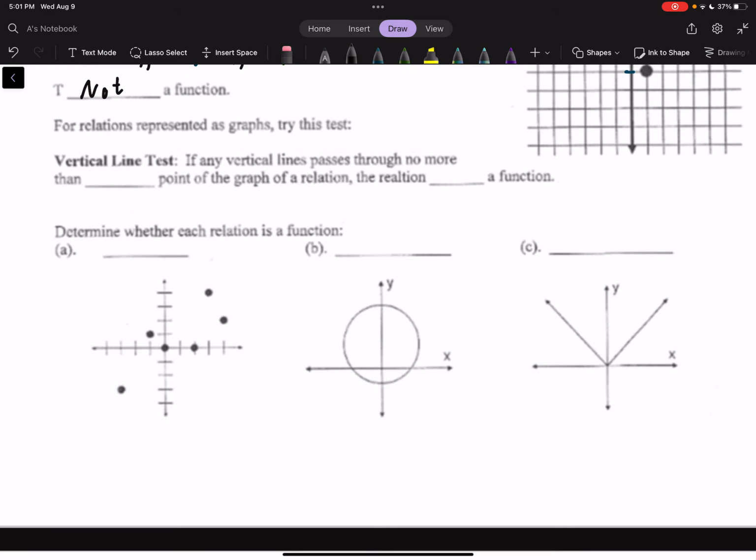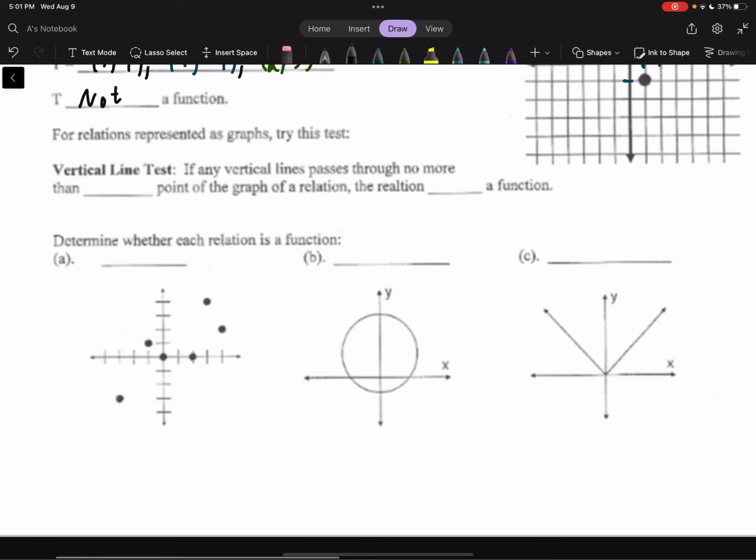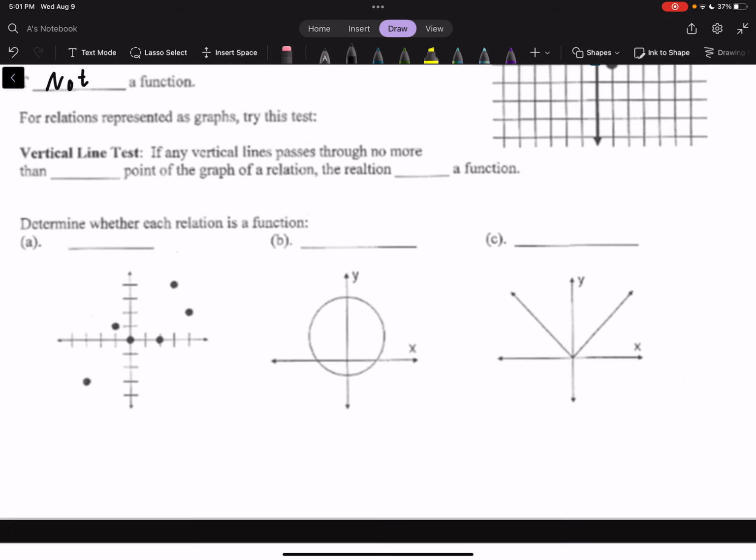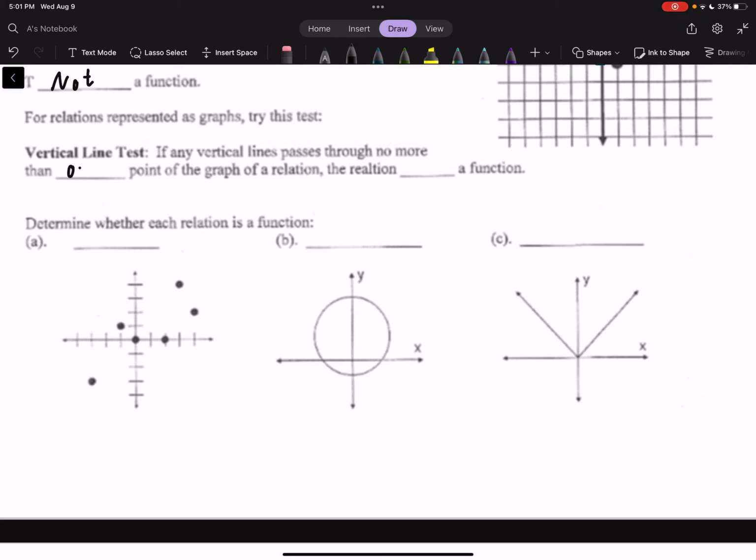You should know the vertical line test. You probably heard that term before. What you really need to know is, if you draw a vertical line, it can pass through no more than 1 point of the graph so that the relation will be a function. Okay?